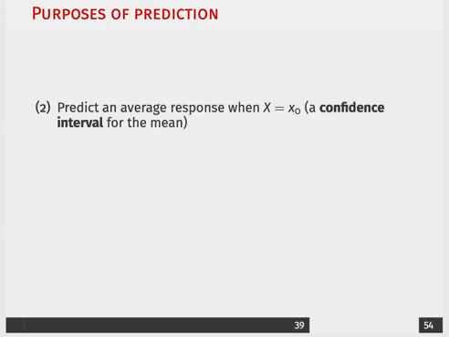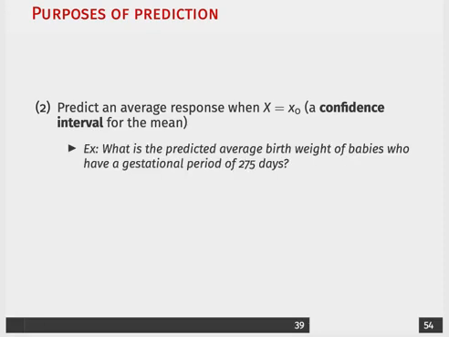The second way that we can think about generating predictions is that we just want to know what the average response is when x equals some value. And for this, we are constructing a confidence interval around a mean. Now, this sounds like a very subtle difference, but I'll give you an example, or going back to the examples that I just gave you, and show you the minor ways that we tweak our question.